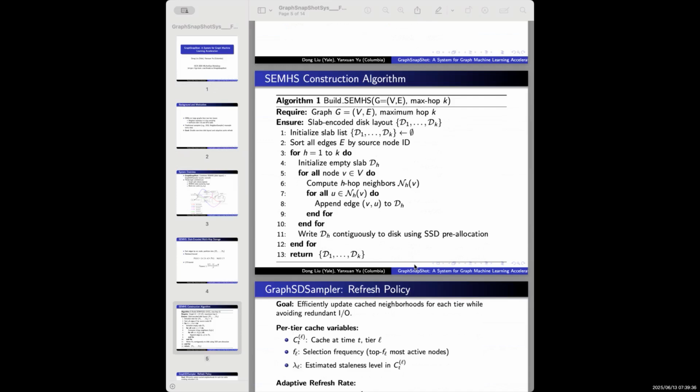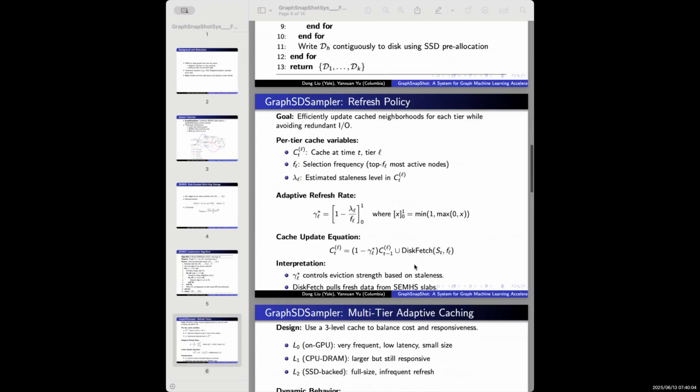The algorithm is basically three ideas. Firstly, we sort all edges by source node ID, and for each hop, we precompute the H-hop neighbors and store them in a dedicated slab. These slabs are pre-allocated contiguously on SSD for faster sequential reads. This turns structured neighborhood sampling into predictable slab reads.